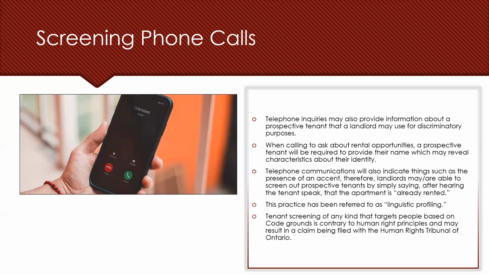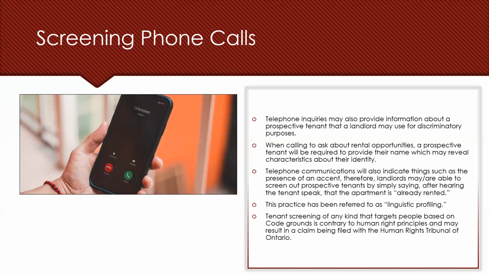Now, I'm not saying don't talk to people on the phone. I'm not saying that talking to somebody on the phone and telling them that the apartment was already rented is in itself an act of discrimination. But what I'm saying is you need to be conscious of it, because while you're on that phone call, you should be keeping notes contemporaneously to say, I received a call from this person at this time, their name was this, they identified the following on the call, and based on the information they provided me during the phone call, I chose not to continue speaking with that person.